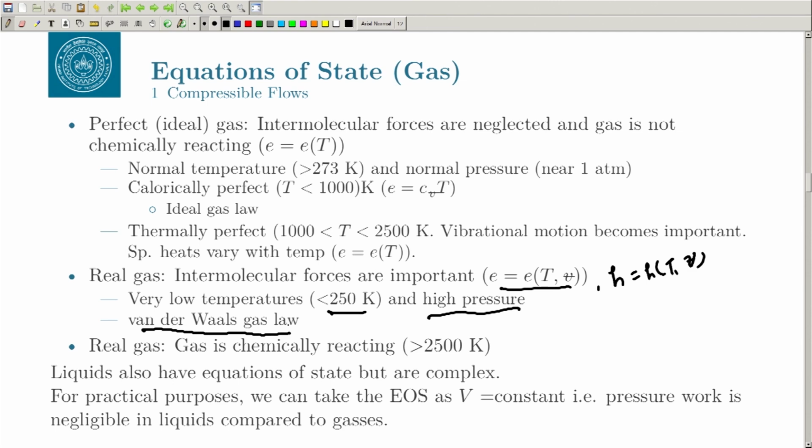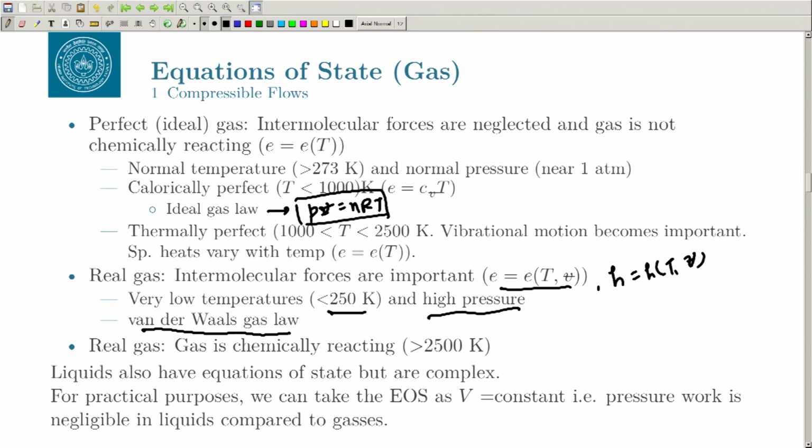In the case of calorically perfect gas, we can use the ideal gas law or perfect gas law, which is PV equal to nRT. This law can be used. In the case of real gas, we cannot use that law and we have to go for more complicated laws like the van der Waals gas law.